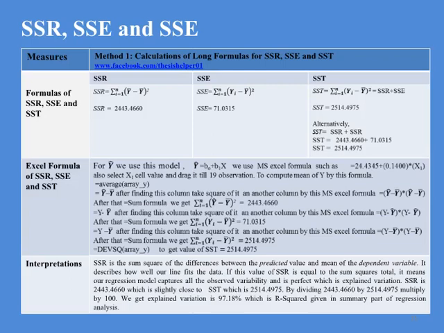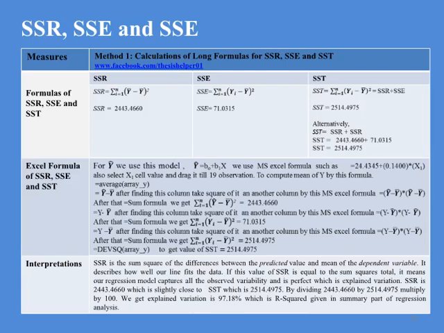SSR is 2443.4660, which is slightly close to SST, which is 2514.4975. By dividing 2443.4660 by 2514.4975 and multiplying by 100, we get explained variation, which is 97.18%, which is R² given in the summary part of regression analysis.